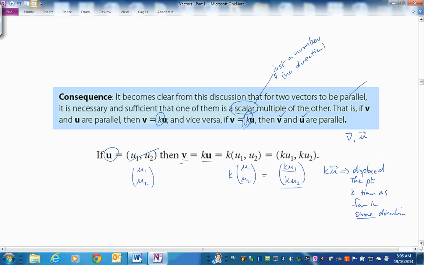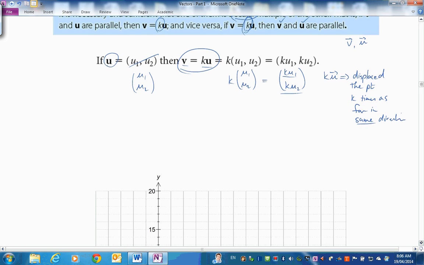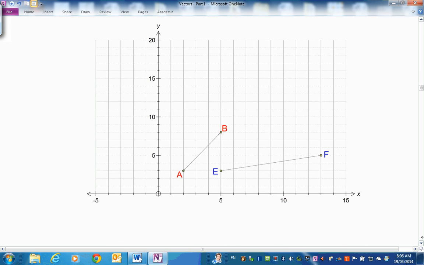So this is our definition of parallelism now. If one vector is a scalar multiple of the other, they will be parallel, and it will be k times as long as the other one. Building on displacement of points in the plane, please hold on to that idea.